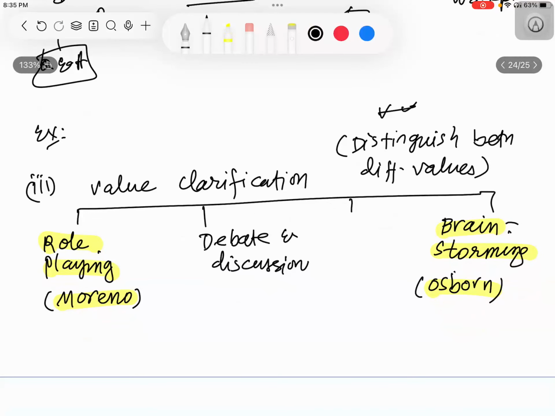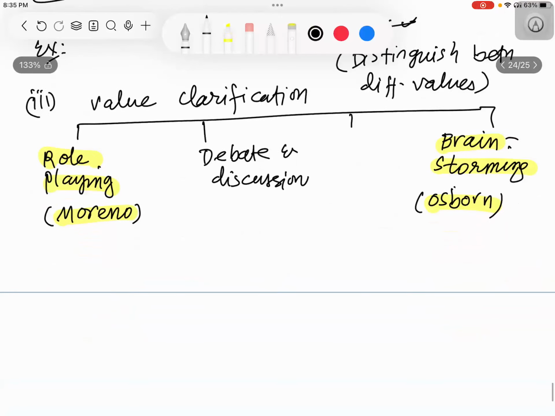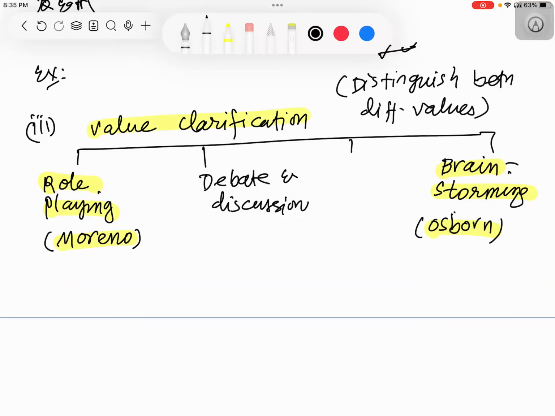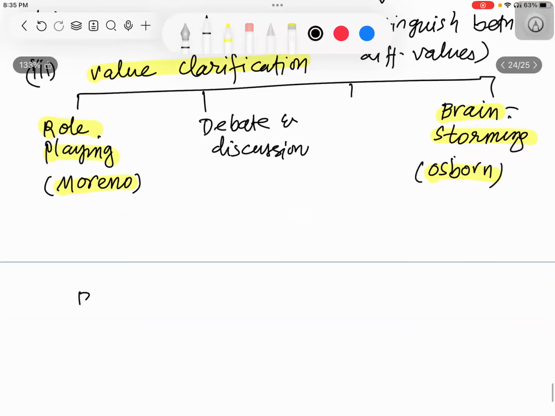Okay. And finally, this role playing. This is a very typical technique. Here actually it is a drama type, and this is known as psychodrama.